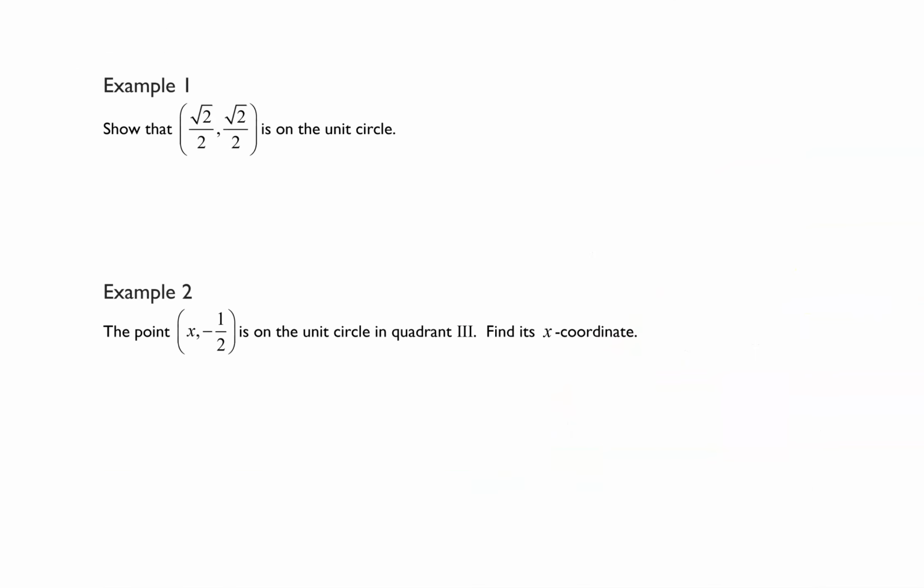Example 1 says, show that the square root of 2 over 2, comma, square root of 2 over 2 is on the unit circle. Now, the way that we're going to show this algebraically is, remember, any point on the unit circle needs to satisfy the equation x squared plus y squared is equal to 1. So let's go ahead and use this as the x coordinate and this as the y coordinate, and we want to show that it's going to satisfy the equation. So I'm going to go ahead and plug those in.